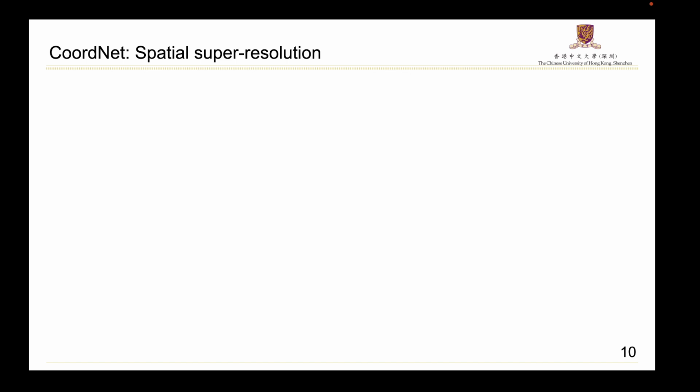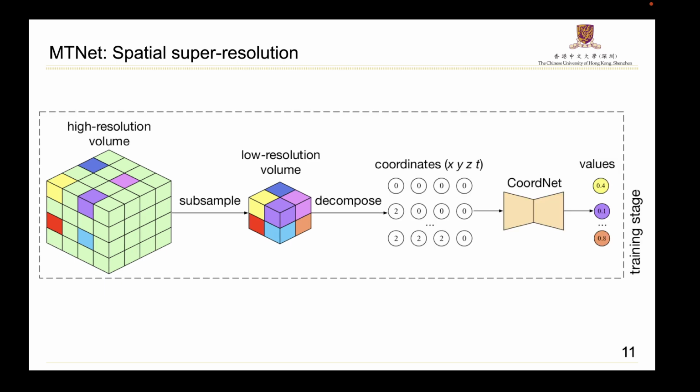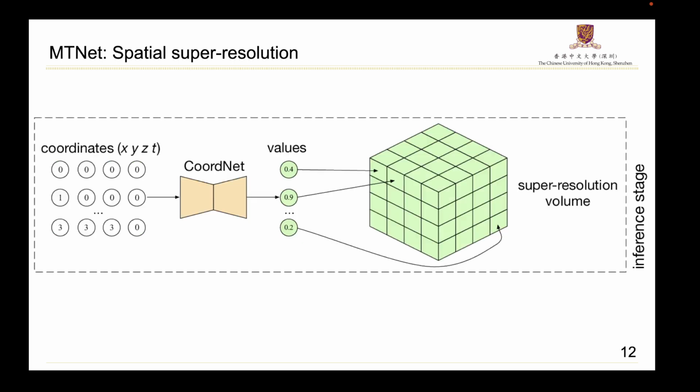One example is spatial superresolution. Given a high resolution volume, we subsample it into a set of low resolution volumes. And then we decompose the low resolution volume into a set of coordinates x, y, z, t, and feed them into CoordNet to predict the corresponding value. The low resolution volume is sparsely sampled from the high resolution volume. During inference, we go through all the coordinates from 0, 0, 0 to x minus 1, y minus 1, z minus 1 to get all the values at these coordinates, and then we merge these values to get the final super resolution volume.